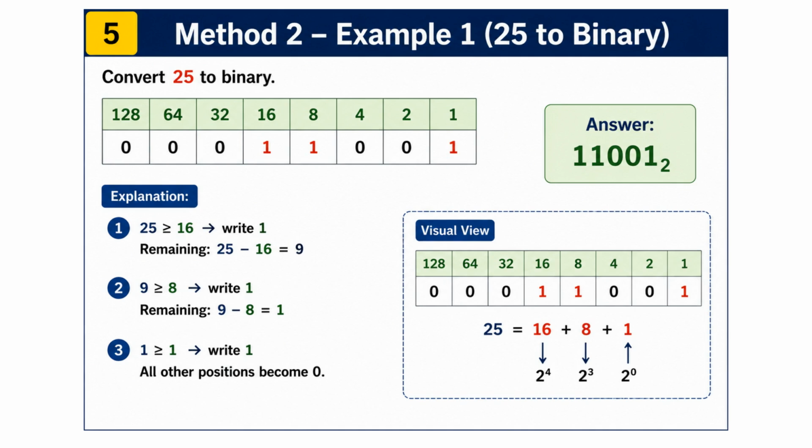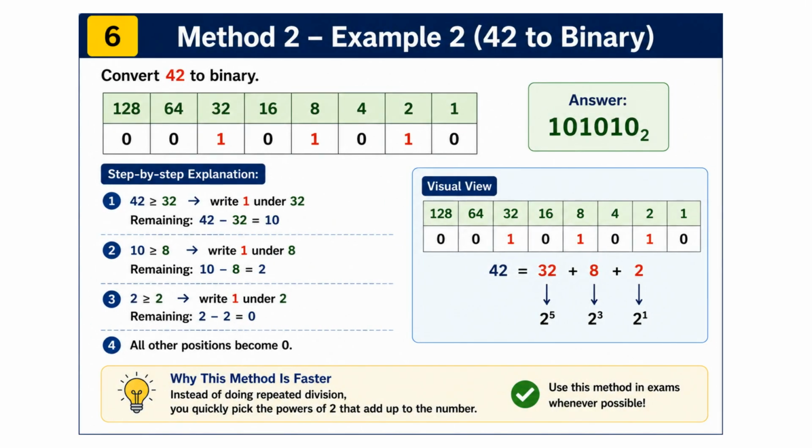Let's verify our answer. The 1 under 16 represents 2 to the power of 4. The 1 under 8 represents 2 to the power of 3. And the 1 under 1 represents 2 to the power of 0. Adding these values together, 16 plus 8 plus 1 equals 25. Therefore, 25 in decimal is equal to 11001 in binary. This method is quick, logical, and one of the fastest ways to solve binary conversion questions in your Edexcel IGCSE computer science exam.